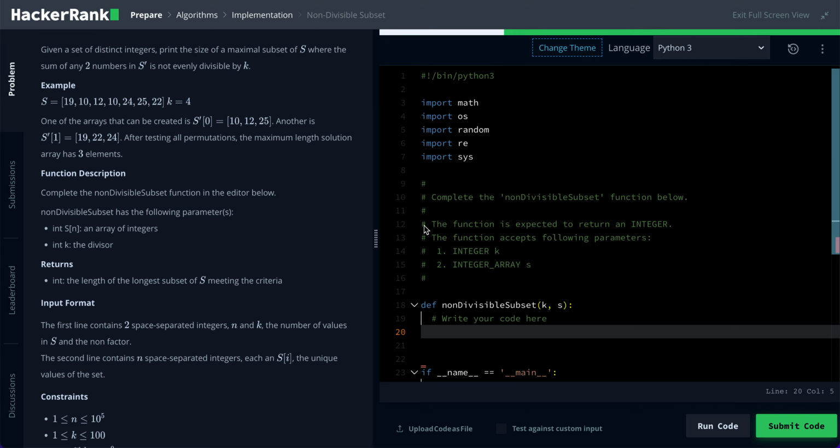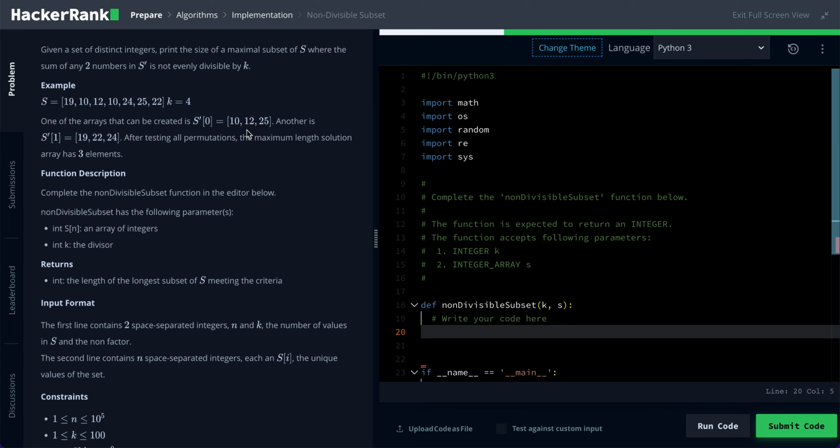And this question wants us to find the longest subset array in which the sum of no two numbers in that subset are divisible by K. Kind of funky to wrap your brain around. But in this first example scenario, they provide that there are two subset arrays that have a maximum length of 3. So let's do some quick math.